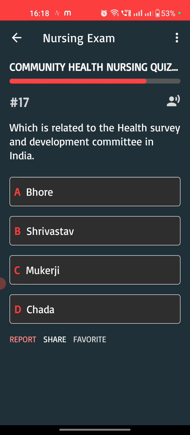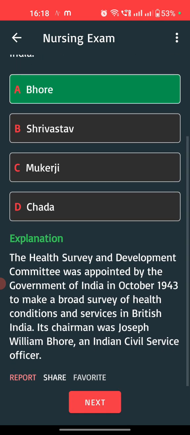Which is related to the Health Survey and Development Committee in India? A. Bhore. B. Correct answer. The Health Survey and Development Committee was appointed by the Government of India in October 1943 to make a broad survey of health conditions and services in British India. Its chairman was Joseph William Bhore, an Indian civil service officer.